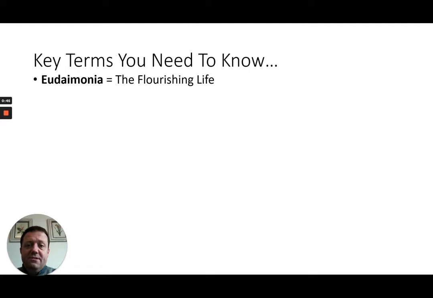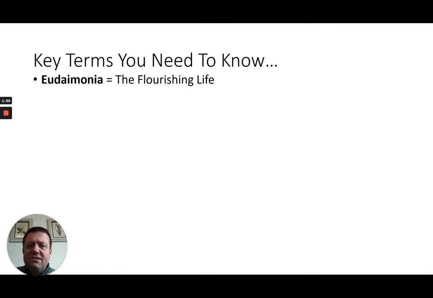So key terms you need to know. Above all, you need to know the term eudaimonia, okay? And that means the flourishing life. Now, some secondary texts translate eudaimonia as happiness. Now, this is not quite right, or rather, it's misleading, because happiness makes you think of perhaps more of a psychological state, and that's something that utilitarians think about more, happiness as a psychological state. Eudaimonia really is about contentment and flourishing.